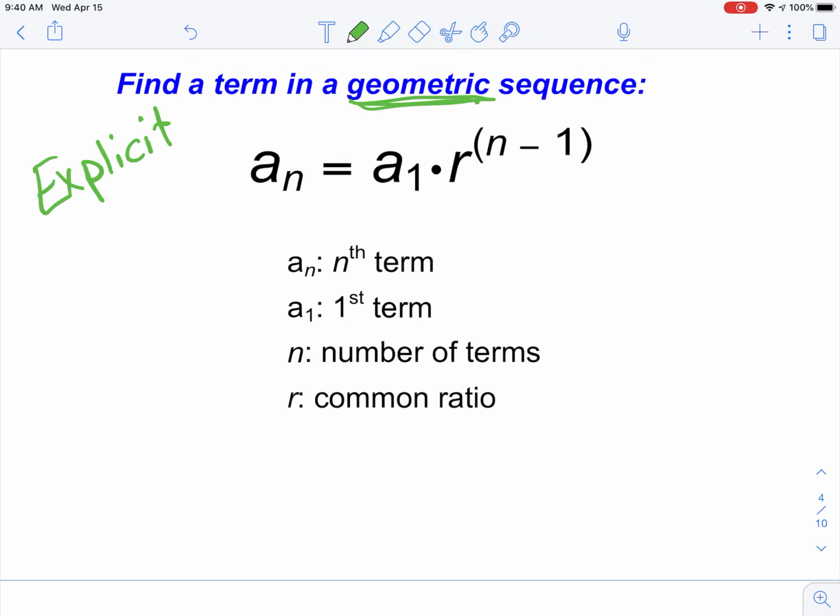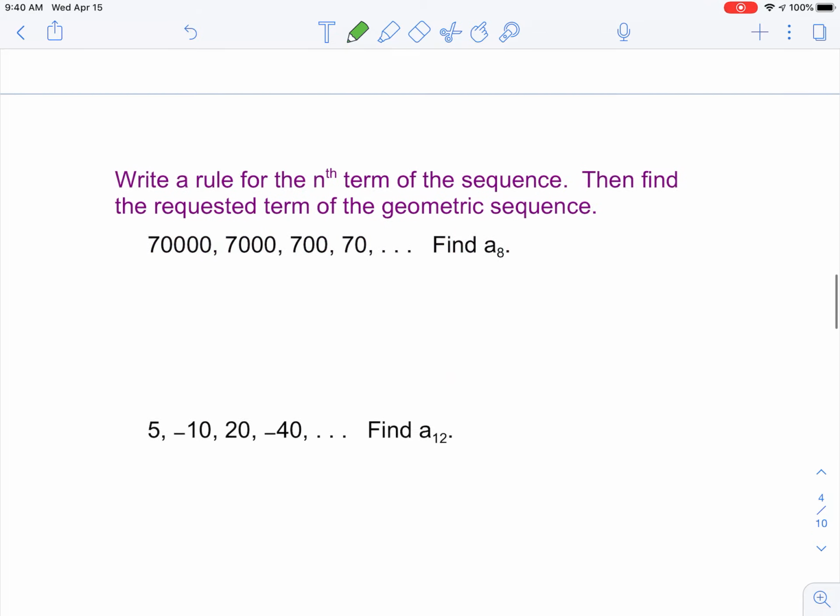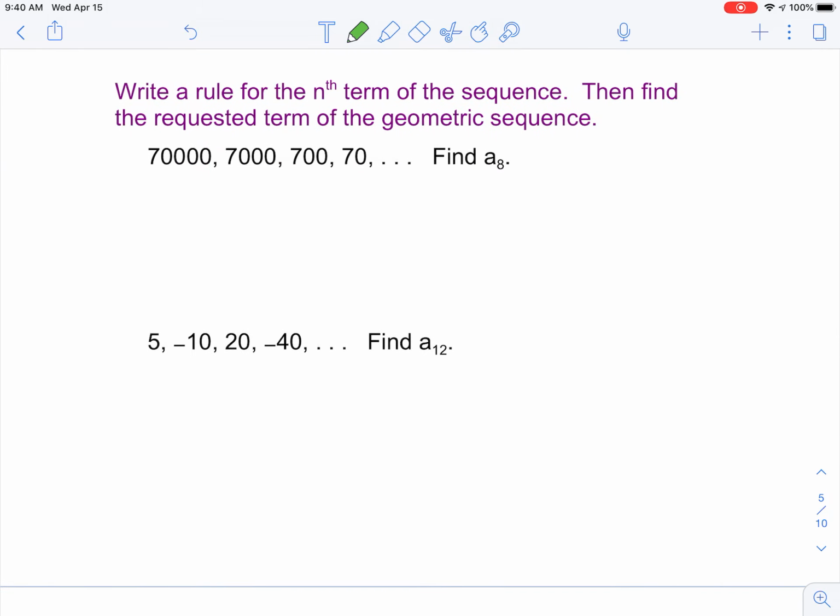A sub n equals A sub 1 times R to the n minus 1. Remember, R is our common ratio, and n stands for your number of terms. So if you need to pause the video to write this down, please do so on your formula sheet.